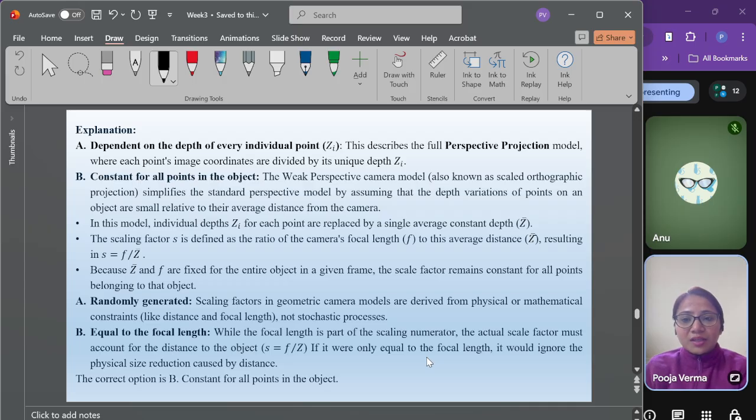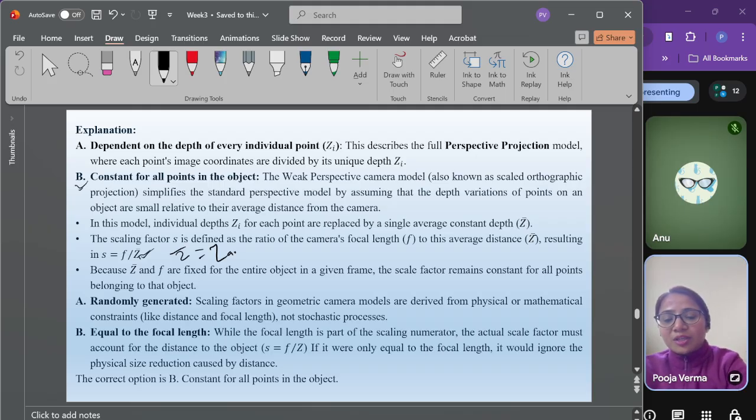So in this model, the scale is constant for all points in the object. For the perspective model, the individual depth Zi for each point is replaced by a single average depth. The scaling factor S is defined as the ratio of the camera focal length to this average distance, that is f divided by z dash, where z dash is z average, because z dash and f are fixed for the entire object in a given frame, so the scale factor remains constant for all the points belonging to the object.